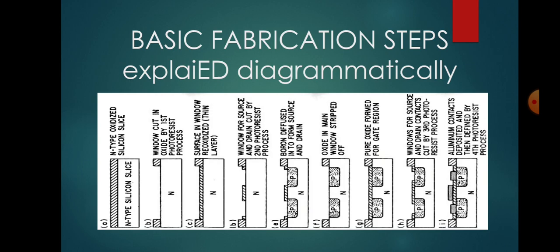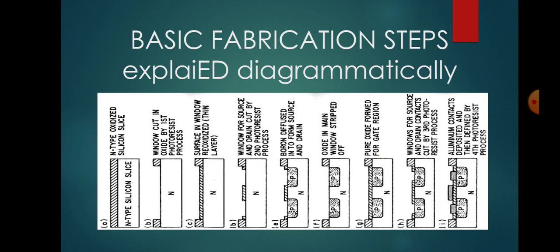First of all, we'll just try to understand them diagrammatically. What is done is, we take a silicon base as shown in figure A, then we cut a window by photoresist process. In diagram C, the surface in the window is reoxidized, which is a thin layer. In diagram D, the windows for source and drain are cut by the second photoresist process. In diagram E, boron diffusion to form source and drain.